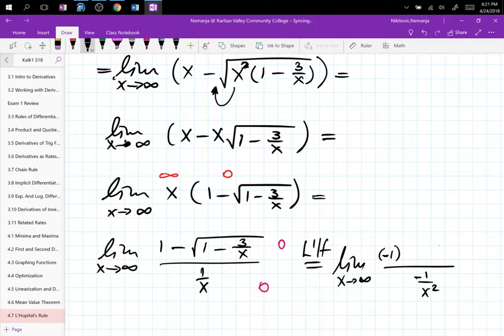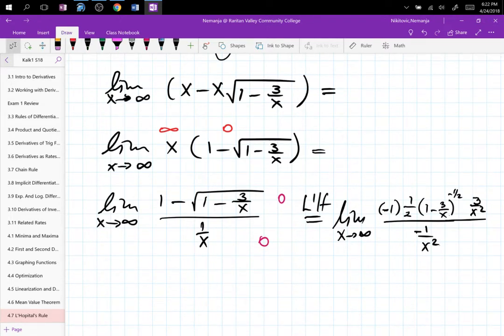And now we have to take the derivative of the square root, which is the chain rule. So that's going to be 1/2 times 1 minus 3 over x to the negative 1/2, right, as a derivative, and then times the derivative of the inside. And the derivative of the inside is, derivative of 1 is 0, derivative of negative 3 over x is positive 3 over x squared, because negative and negative cancel. We still have the limit, but we at least did the L'Hopital part.